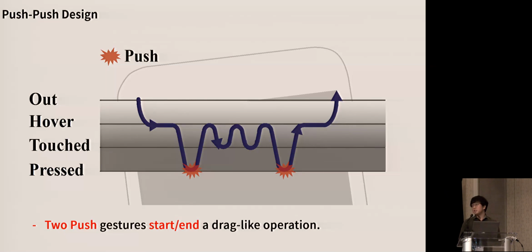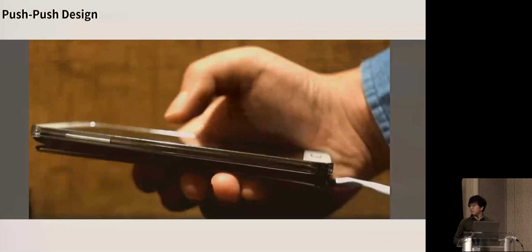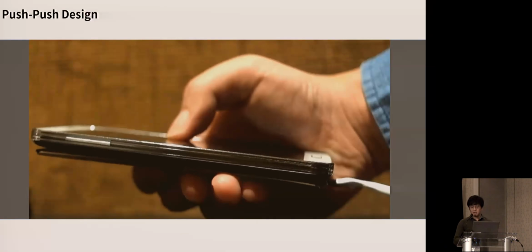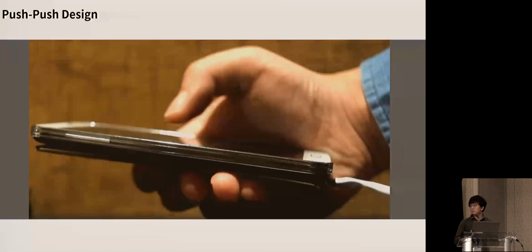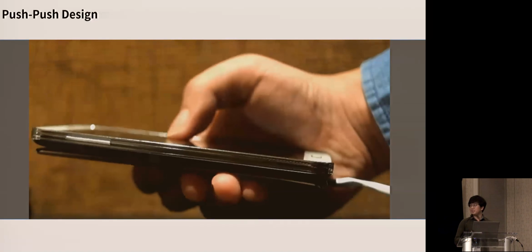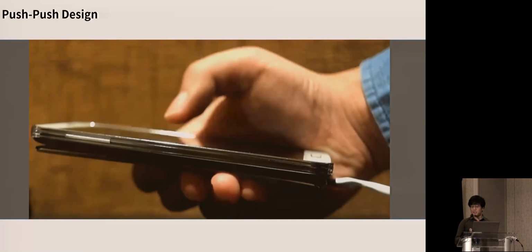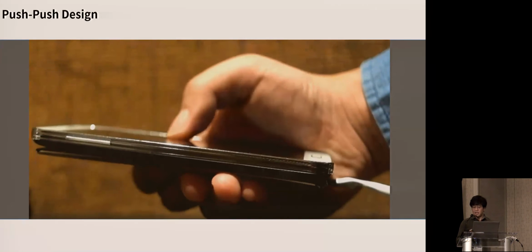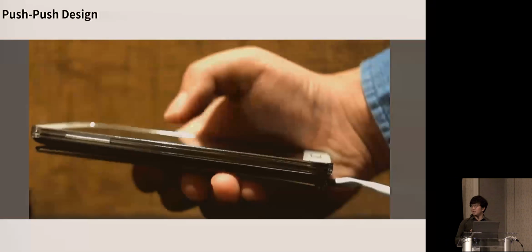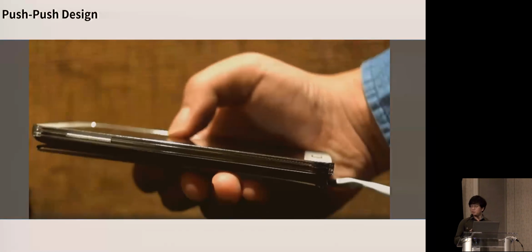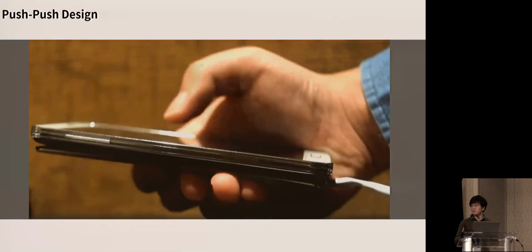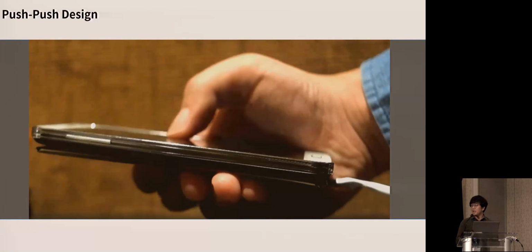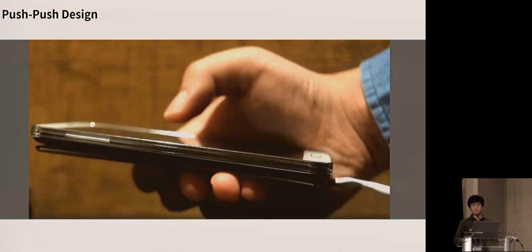In push-push, two push gestures start and end the drag-like operations. As you can see in the video, a push gesture consists of actions that press the screen and release the touch. It is activated when the pressure applied on the screen exceeds some threshold, and it is not a timeout-based operation.